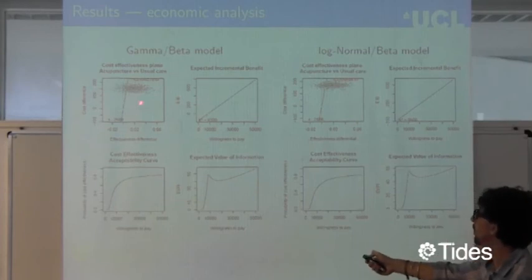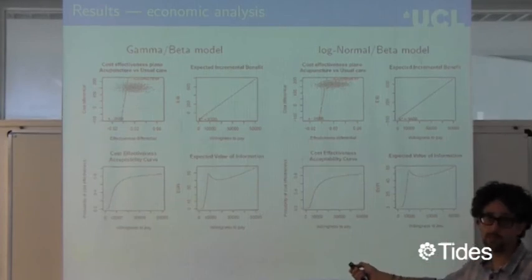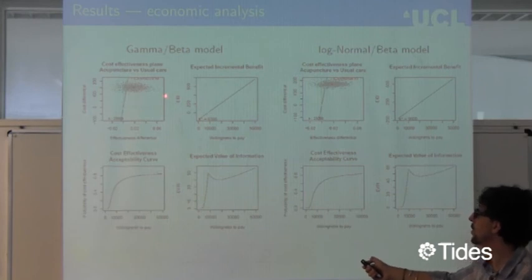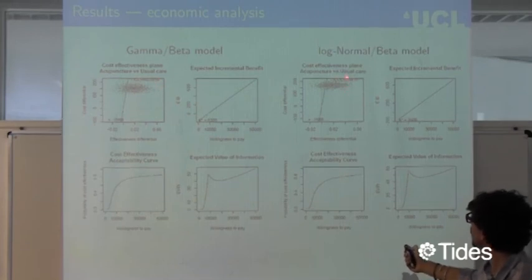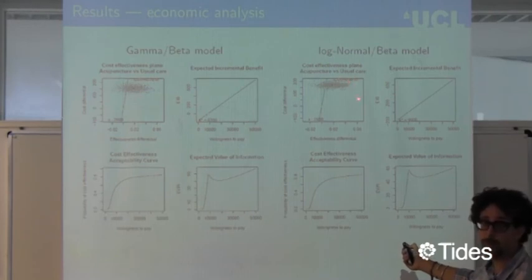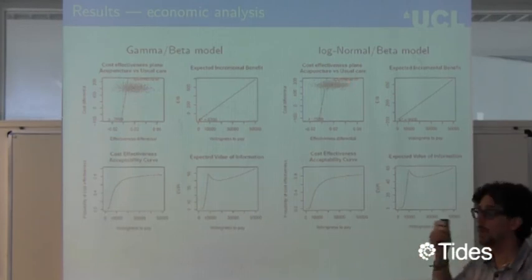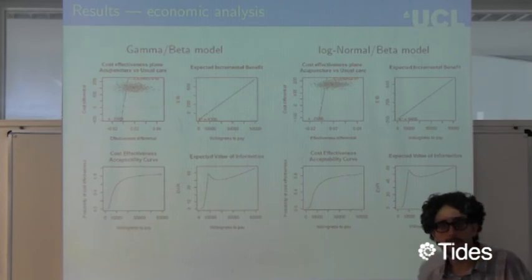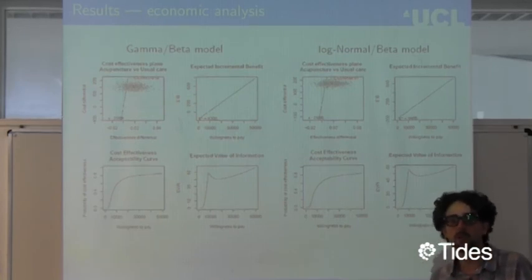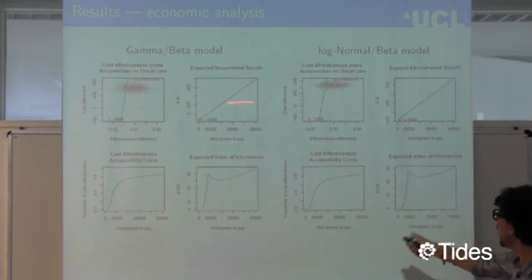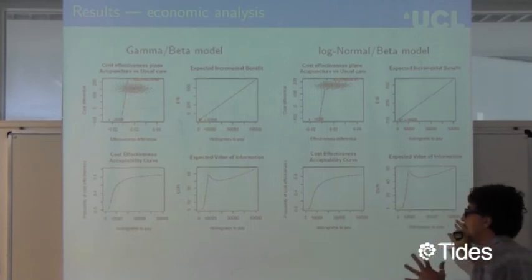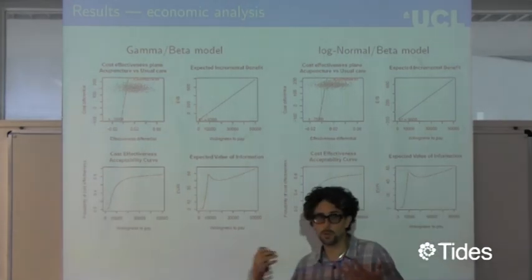And this is because the ICER, the incremental cost-effectiveness ratio, is actually quite small. It's about £8,000 for the gamma beta model, and about, sorry, you can't actually see it, about £9,500 for the log normal beta model. In the UK, NICE say that if you have an ICER which is less than £25,000, then you're okay. The treatment is cost effective. So in either case, I wouldn't really have a problem in deciding which intervention is the most cost effective.